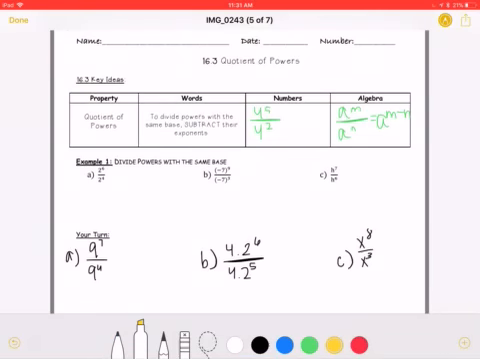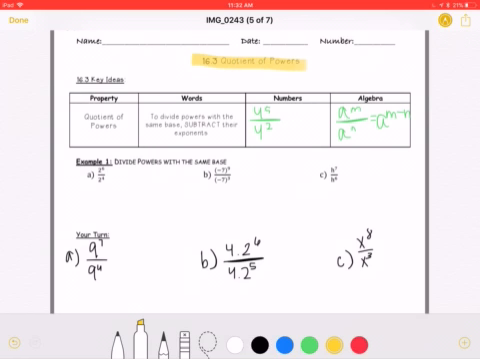All right, class, next lesson, lesson 3, quotient of powers. So in our last lesson we did product of powers. Now we're going to look at what if the powers are being divided. So our one property here, quotient of powers.